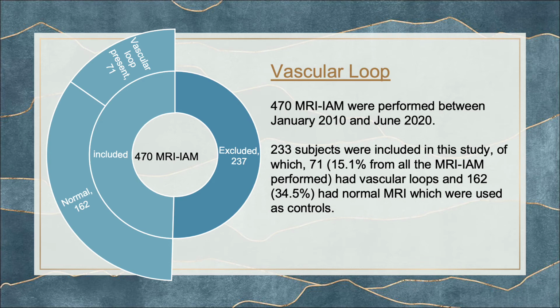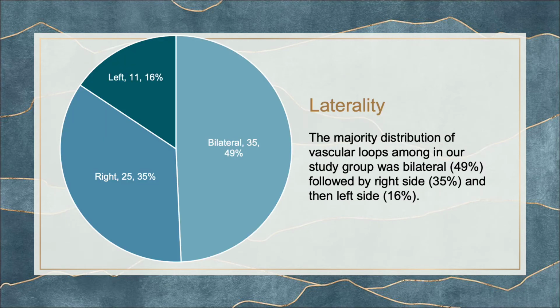The 71 patients with vascular loop made up 15.1%, which fell within the 14 to 34% range of prevalence of vascular loops reported by MRI in any population. In terms of which side the vascular loop was situated, the majority distribution of vascular loops among our study group was bilateral at 49%, followed by right-sided with 35%, and then left-sided with 16%. This made up 106 ears affected by the vascular loop.